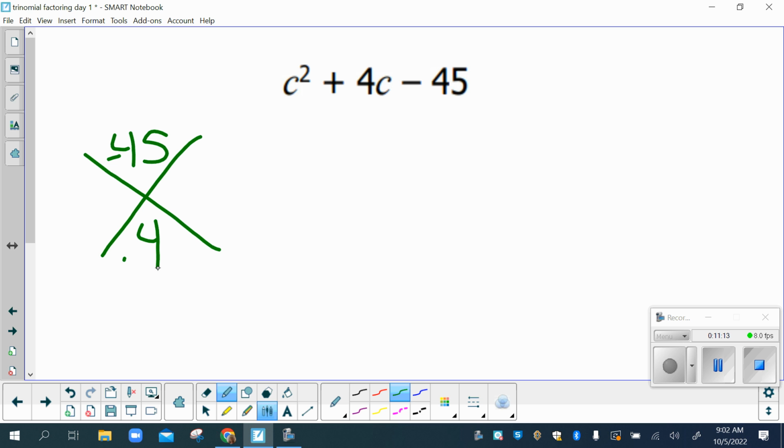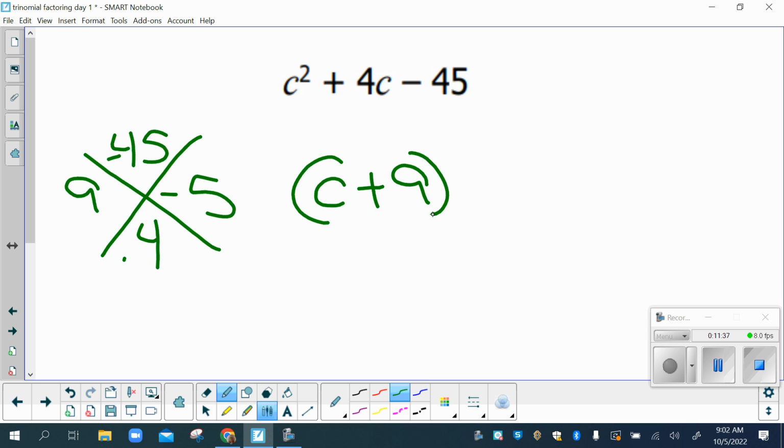So factors of 45. Two numbers that multiply to be 45, but when you subtract them, make 4. Someone's got those. Yeah, 5 and 9. So here's what I do. I just write them down first, and then I think to myself, I need it to be positive 4. So that would be 9 take away 5. So it's x plus 9, x minus 5.